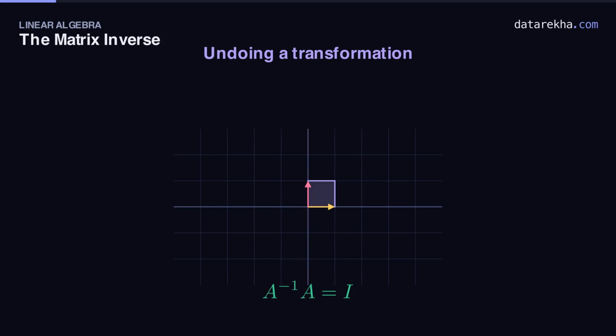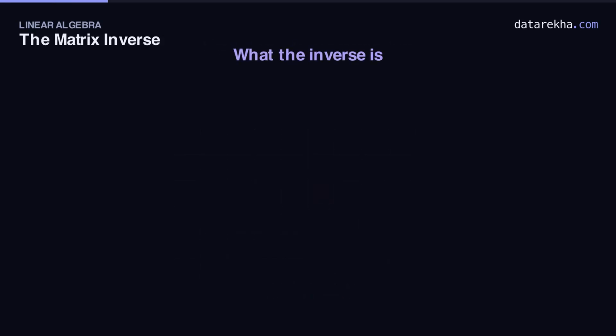That is the whole idea. To say that precisely, we need the do-nothing matrix, the identity, written I. Ones down the diagonal, zeros everywhere else. Multiply any matrix by I and nothing changes. It is the matrix version of the number 1.